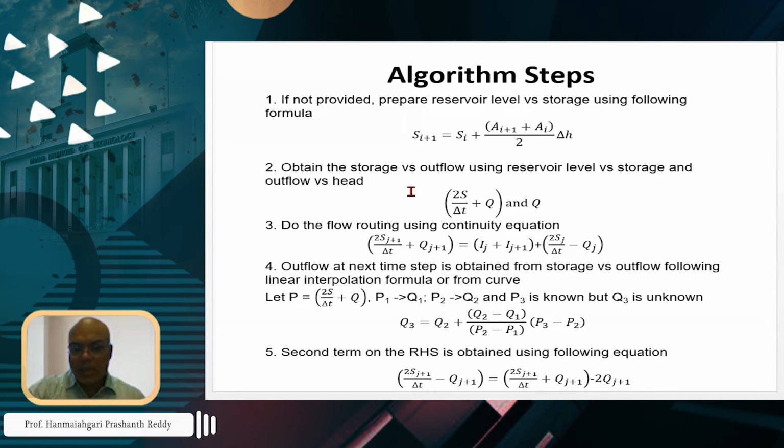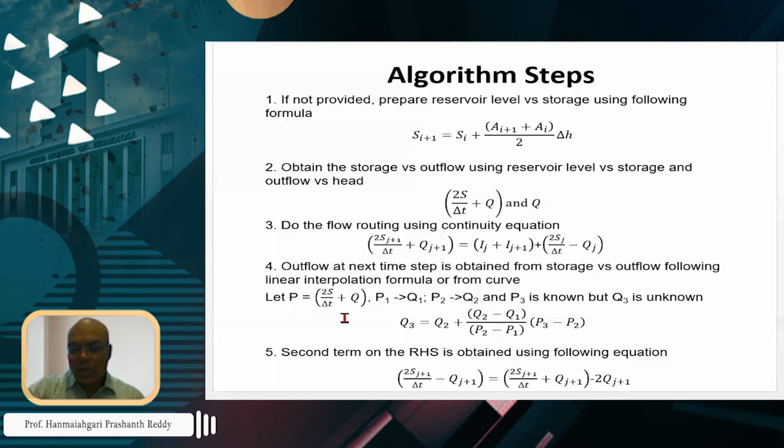Next we have to plot the storage outflow curve, that is 2S/Δt + Q versus Q. Once this plot is done, then we have to use the continuity equation to get 2S_{j+1}/Δt + Q_{j+1}. Once this left hand side total value is calculated using the continuity equation, then using this storage outflow relation, we have to get the Q value. How do we get that?